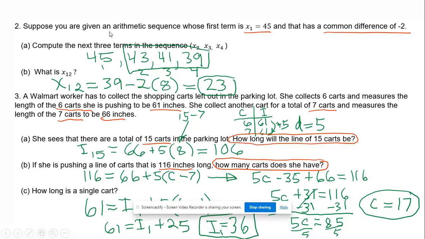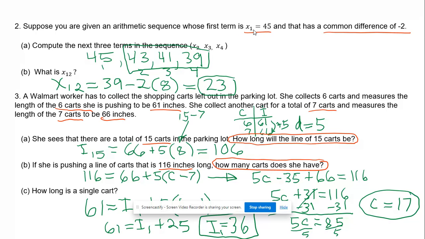So it says, suppose you're given an arithmetic sequence whose first term is x sub 1 equals 45. So the first term is 45. X sub 1 just tells me that the sequence is called x, and the first term of the sequence is x sub 1, which is 45. Okay. And that has a common difference of -2. All right. So it has a common difference of -2, and I know what the first term is. So those are the two things that I need to know.